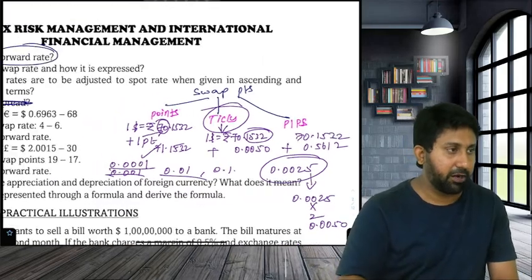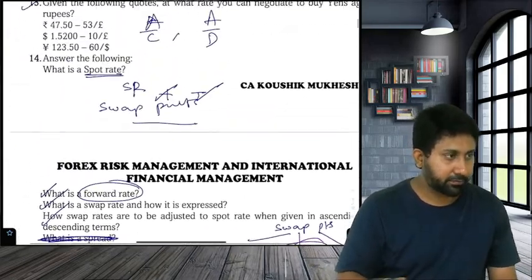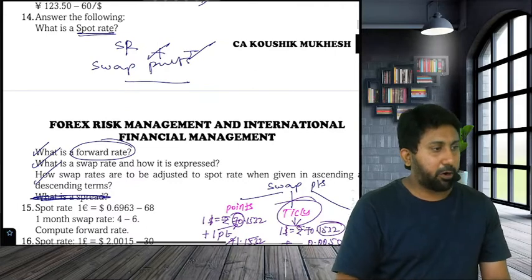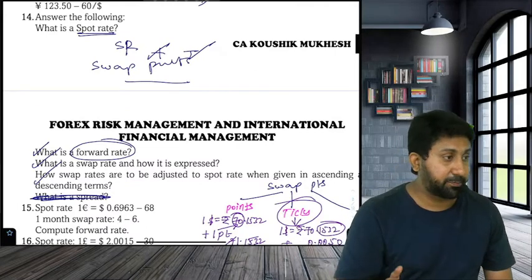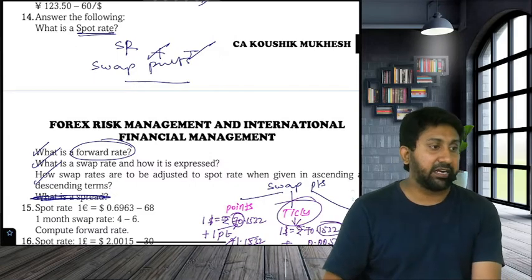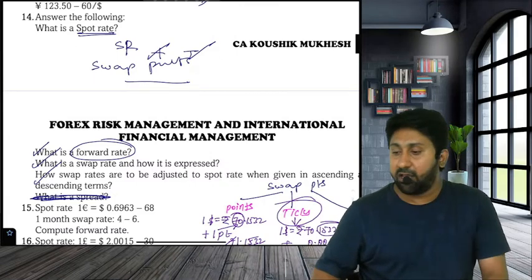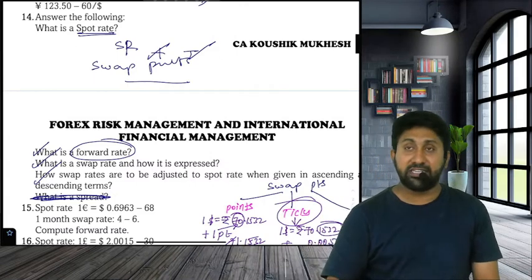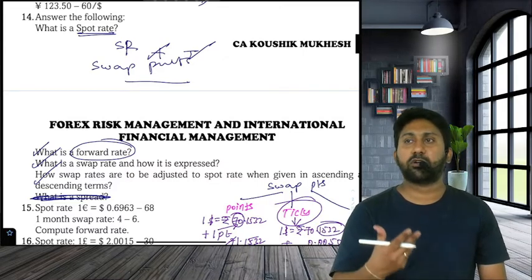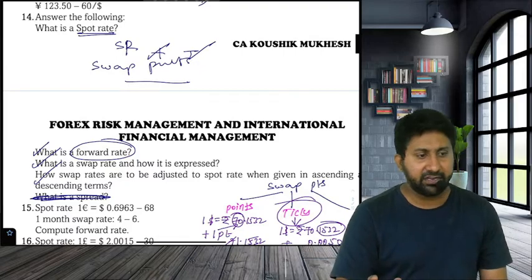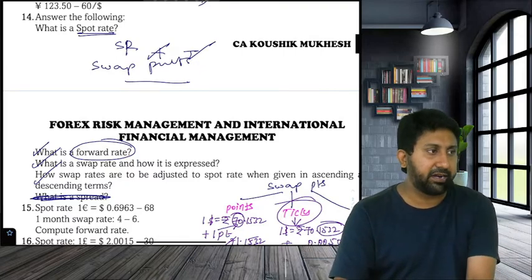Okay, what I said now, points, ticks and pips. Let us see the point now, how it has to be understood. So now we completed spot rate, forward rate. What is a swap rate and how it is expressed? Swap rates are to be adjusted to the spot rate. If it is given in ascending order, how to adjust, descending order, how to adjust, everything we understood. And what is the concept of spread? Spread is the difference between bid and the ask.